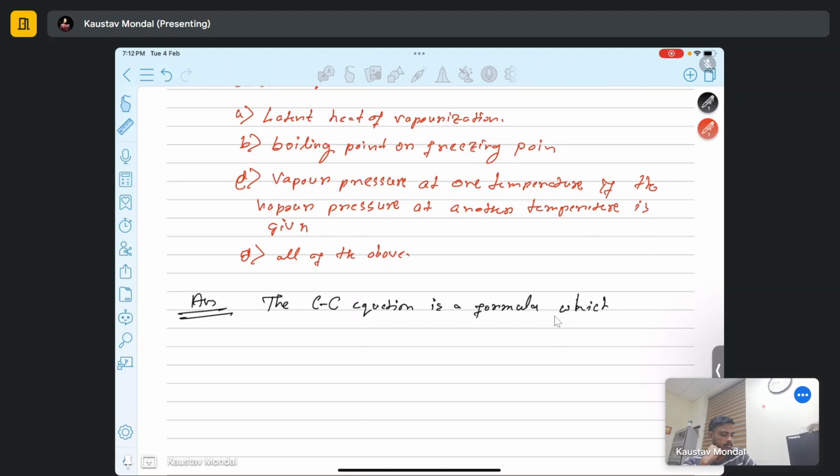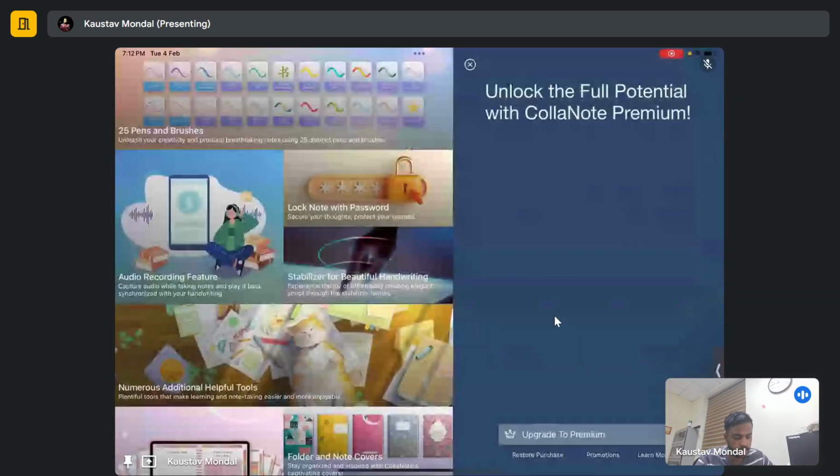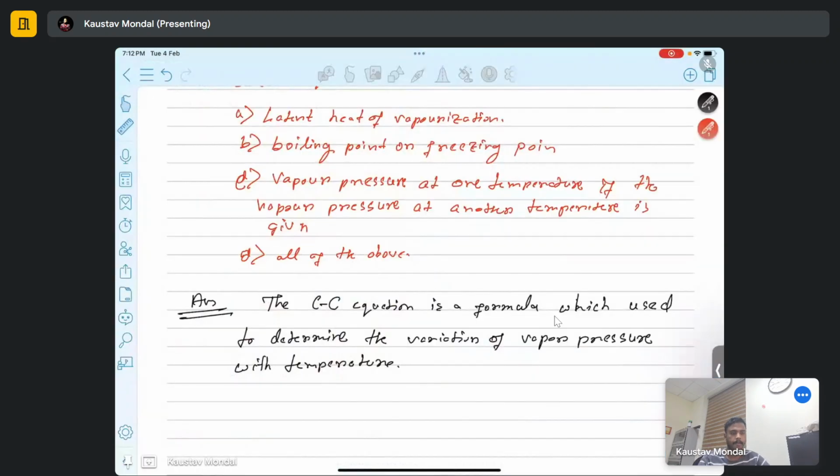which is used to determine the variation of vapor pressure with temperature. So basically how the pressure of a vapor is changing with temperature, we can calculate using this Clausius-Clapeyron equation.